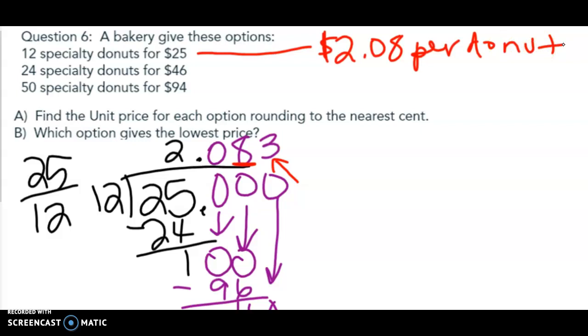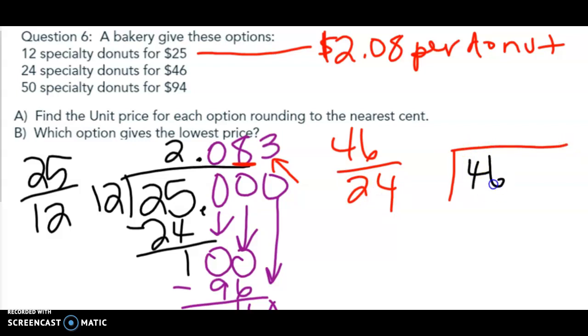The next one I'm going to look at is 24 specialty donuts for $46. So again, I'm going to want to divide. 46 is the price, and I'm going to divide to find the unit price, what is the price for just one. So 46 will go inside and 24 will go on the outside. I do know that 2 times 24 is 48, and that's not going to be enough. So let me just do 1 and subtract, and here I will get 22.